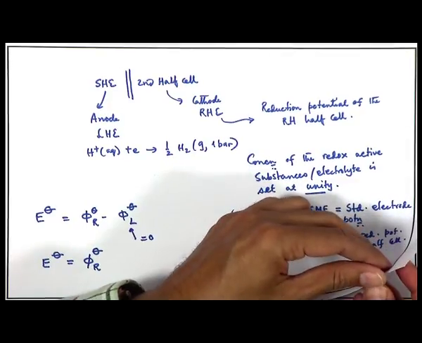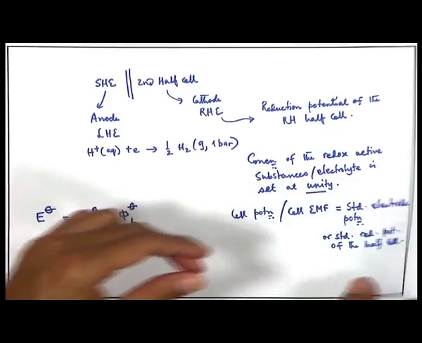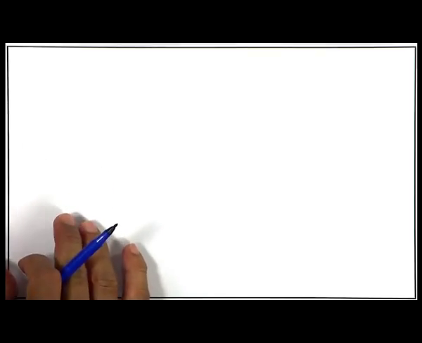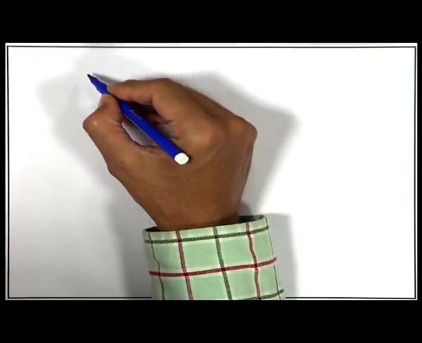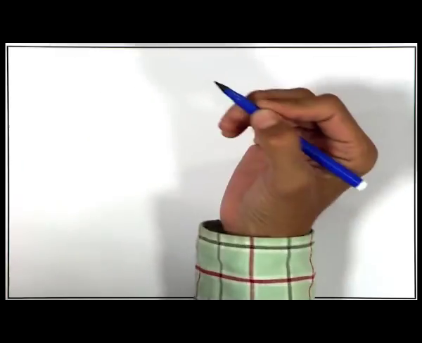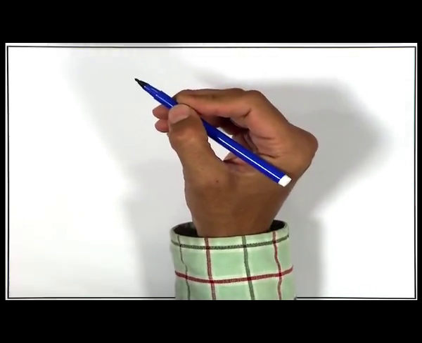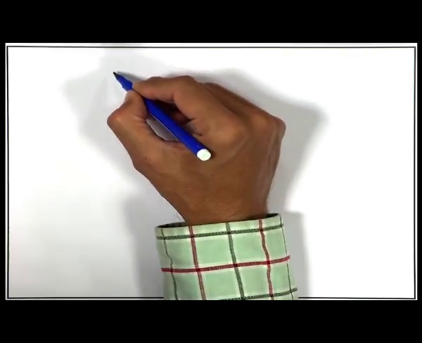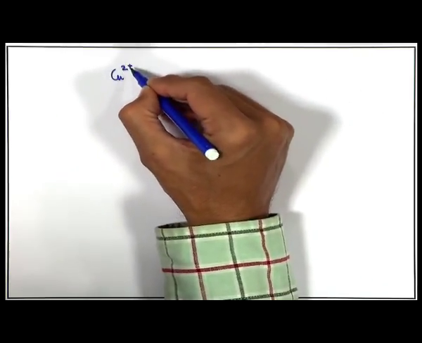Therefore, suppose we do not know, for the Daniell cell, the half cell potential for this half cell, say Cu2 plus.